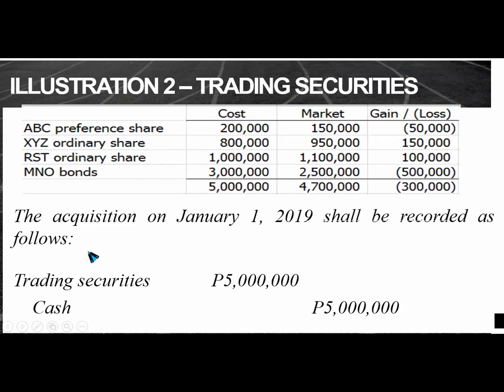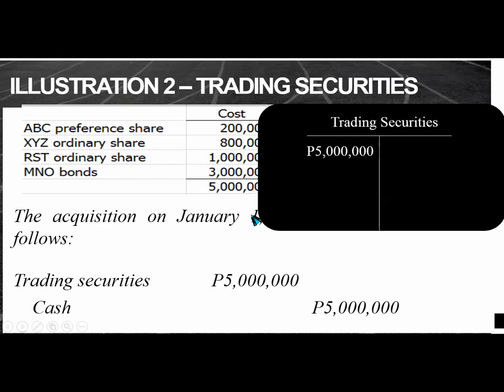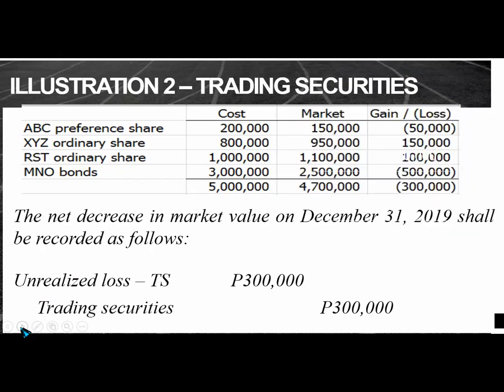Okay, so you have here to record the acquisition on January 1. So ito yung entry natin: debit tayo ng trading securities at 5 million, buo. Credit tayo ng cash at 5 million, assuming na, of course, nabayad tayo ng cash. So this will be our posting ng iyong T account for the trading security. So you have a debit of 5 million.